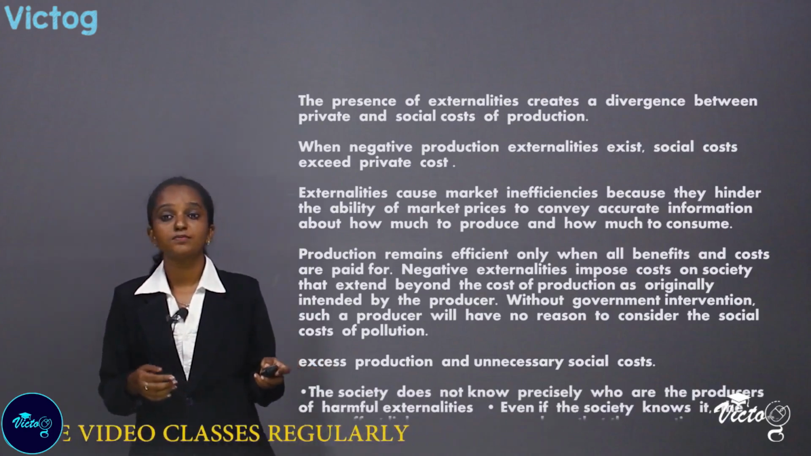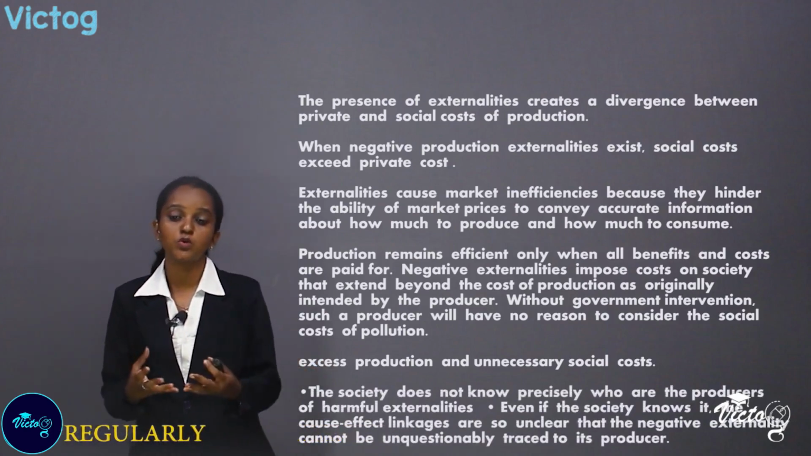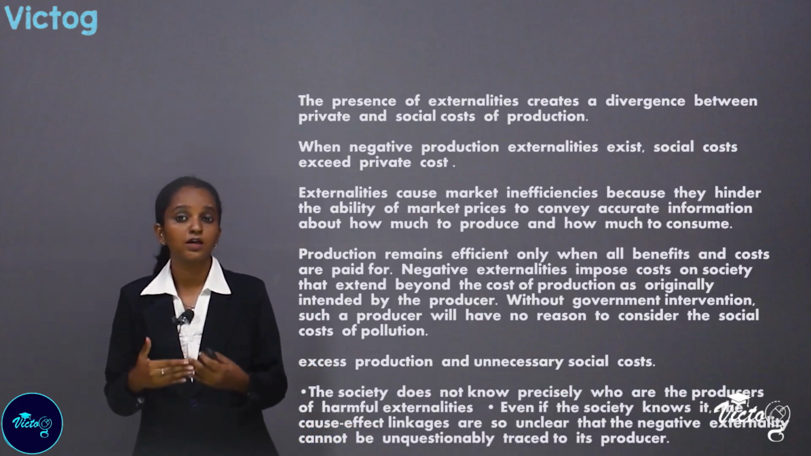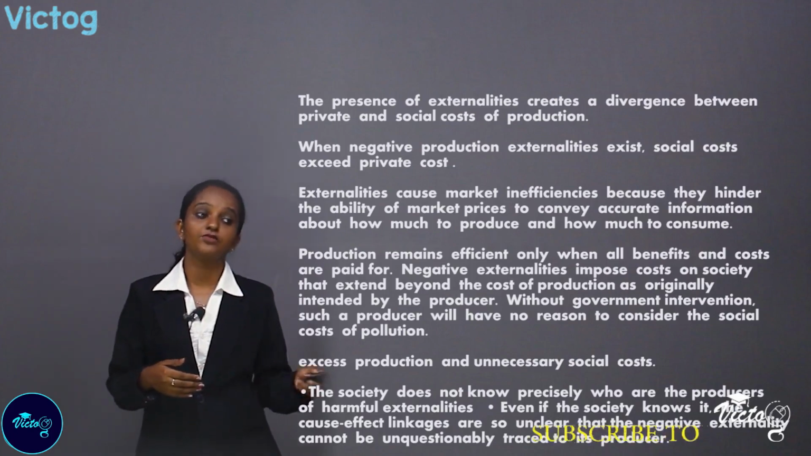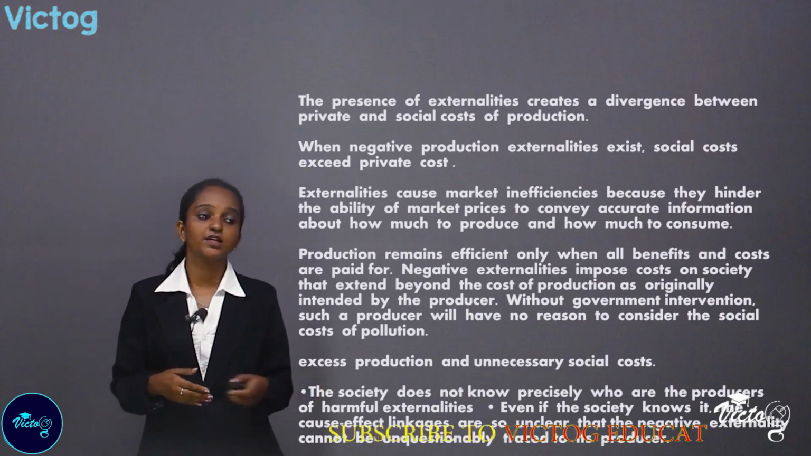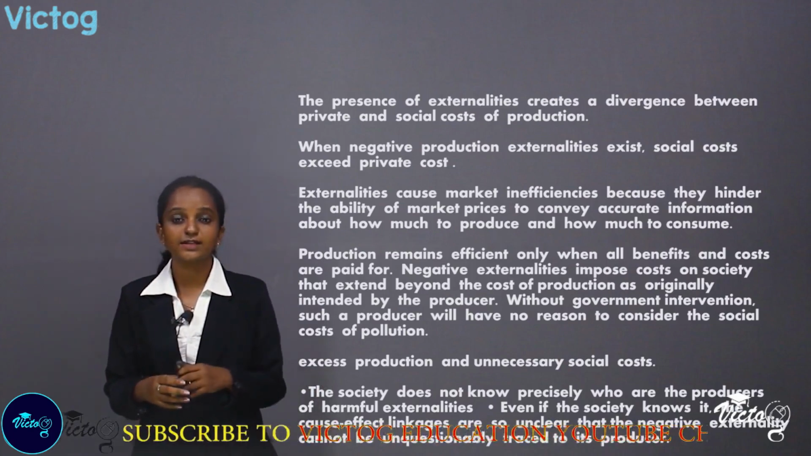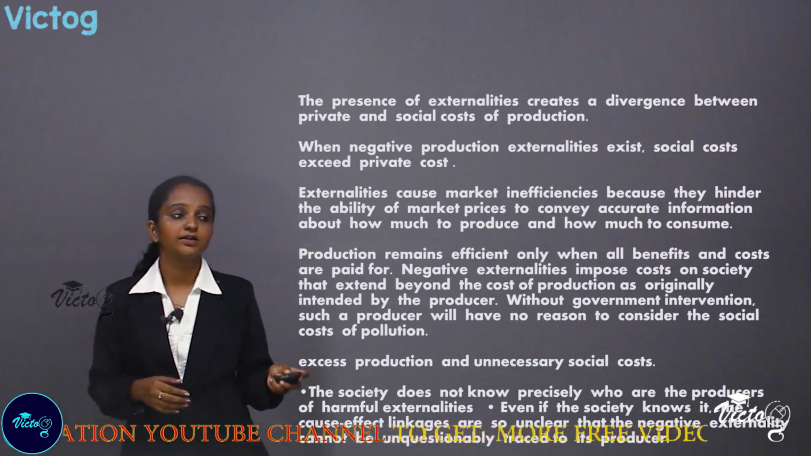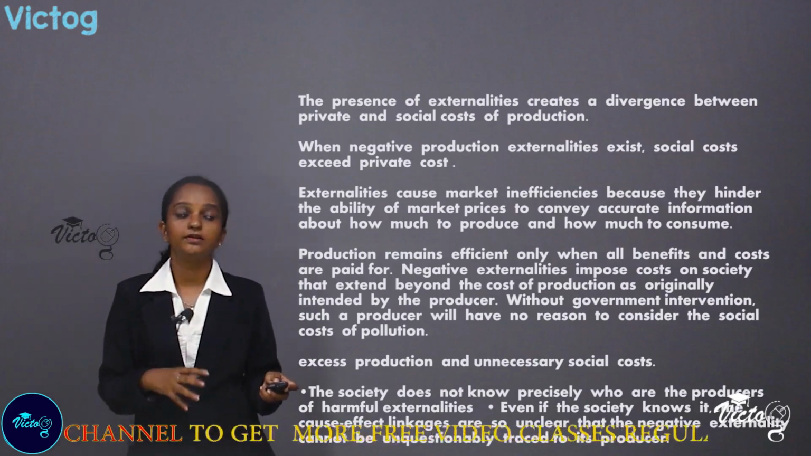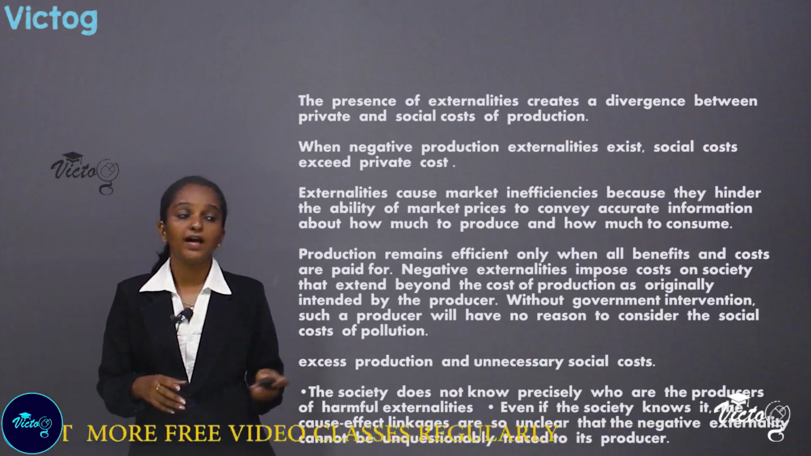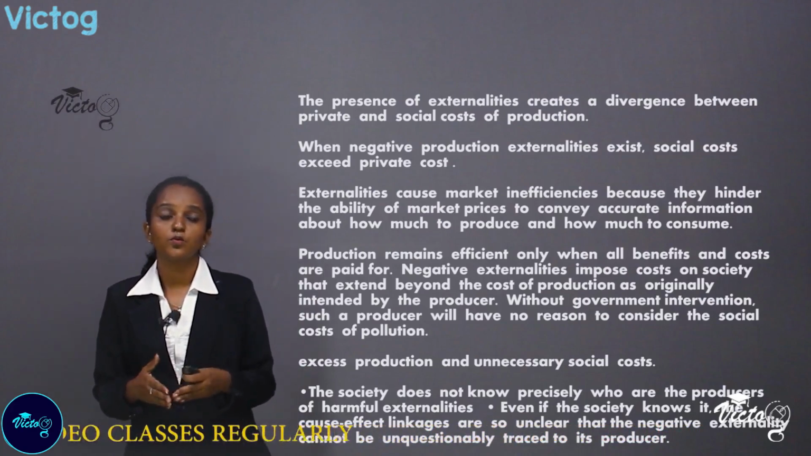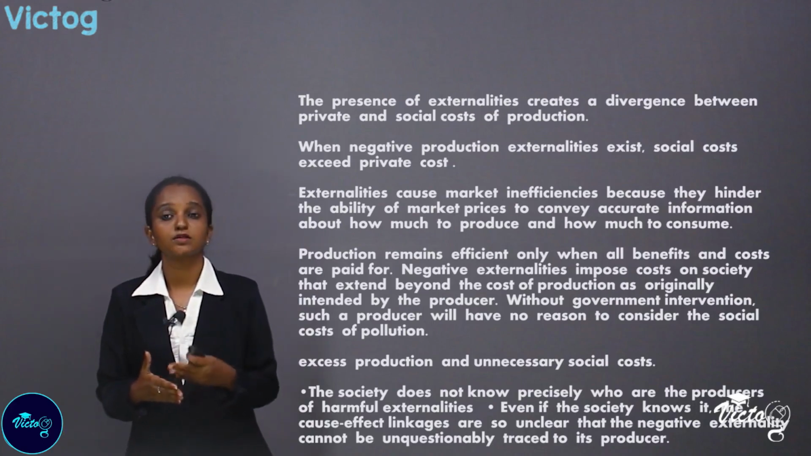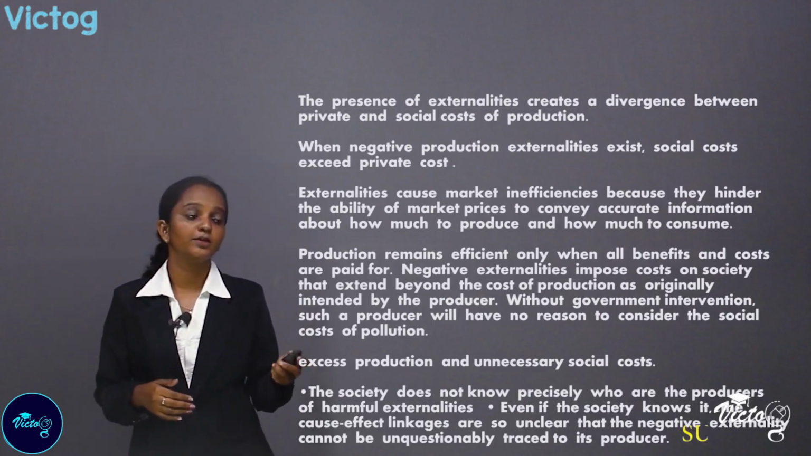Such negative externalities lead to excess production and unnecessary social cost. This happens mainly because society does not know who is actually creating the externality in the market, or who the harmful producers in the market are. Even if society knows it, the cause-effect linkages are so unclear that the negative externality cannot be questionably traced to its producers. So that is where we need the government to intervene, so that it can take steps to control the negative externality caused by the producers.